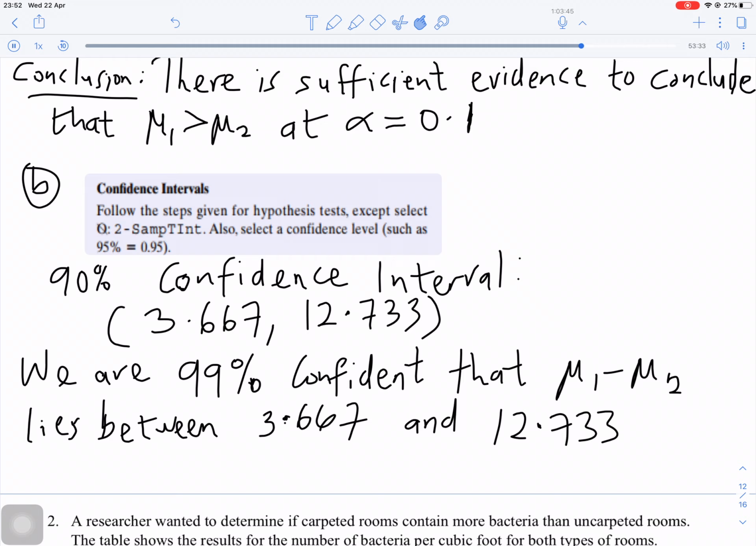So that gives you the interval. Lower bound is 3.667, upper bound is 12.733. Right, and then our conclusion is that we are 99% confident that mu1 minus mu2 lies between 3.667 and 12.733. All right. So that gives you the result for question 1.